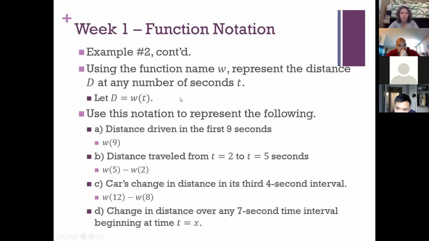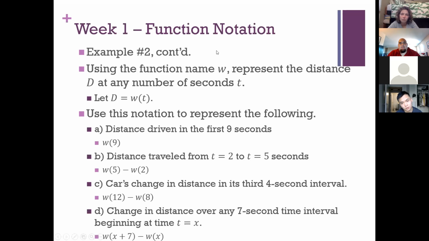Very good. And finally, the change in distance over any 7-second time interval, which begins at time t equals x. W of x plus 7 minus W of x. Okay, so far I have 3 votes for that. Rand says 7 plus x, but that's fine. It's the same as x plus 7. Shannon agrees. Anybody have anything a little different? All right, so I have W of x plus 7 minus W of x.